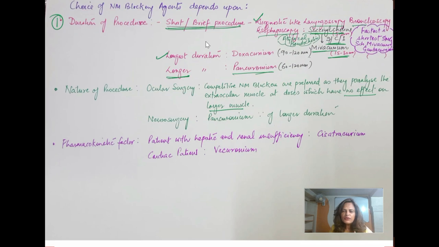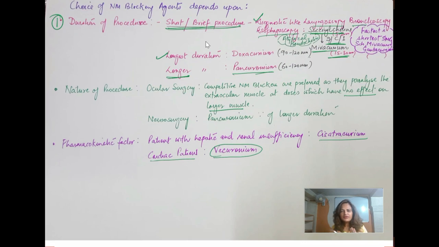Then the pharmacokinetic factor, like if the patient has hepatic and renal insufficiency. Now atracurium, how is it metabolized? It is metabolized non-enzymatically, by Hofmann elimination. So if any patient has a hepatic problem or renal problem, which one can we choose? This is cisatracurium. For a cardiac patient, what will we give? Vecuronium, right?